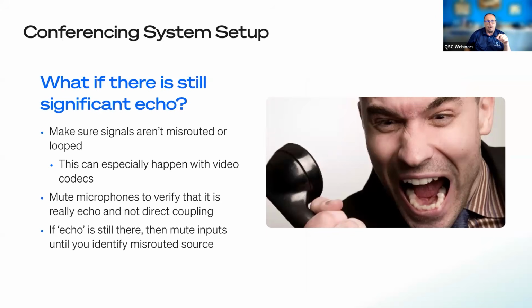So what if there's still significant echo when we're all the way done with all of this? One of the things you want to do is make sure that your signals aren't misrouted or looped somewhere. Sometimes, I'm really going to date myself here, I remember the days of the hard codecs, big Polycom, Tandberg, Cisco. I really dated myself saying Tandberg. They would have a reinforcement out that might be where they're bringing the audio in, and that's going to cause issues. That's going to direct couple. So what you would do is go through and mute your microphones to verify that it's really echo and not just direct coupling, meaning something is misrouted in there. If the echo is still there after you've muted all your mics, then start muting your inputs until you figure out which source has been routed incorrectly.